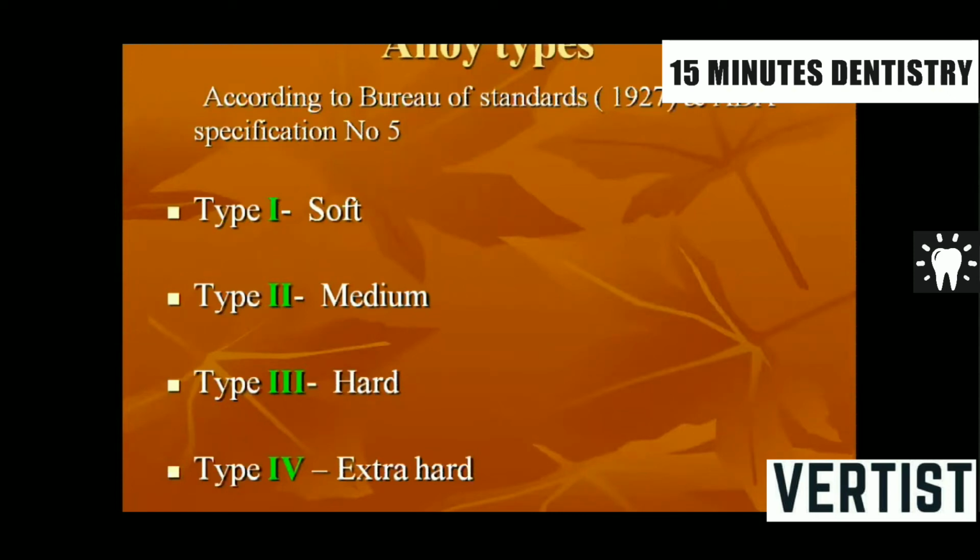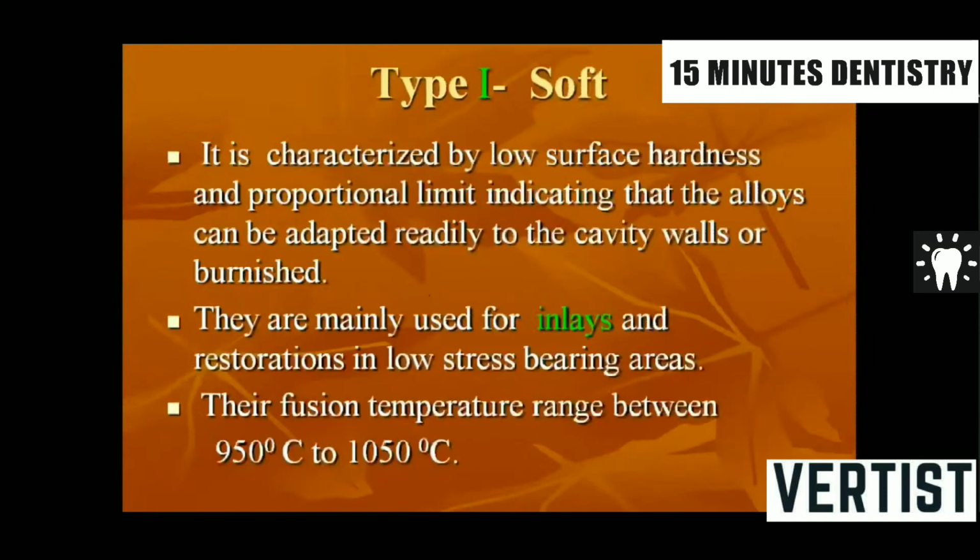So hardness has to increase, gold content has to reduce. So type 1 is soft, having maximum gold content, and type 4 is extra hard, having least amount of gold content. So as you go on from type 1 to type 4, content of the gold reduces and other elements keep on increasing. Now we go to individual type of alloy.